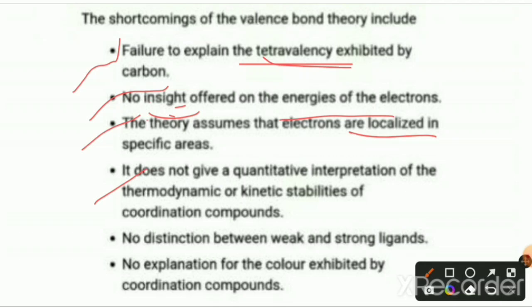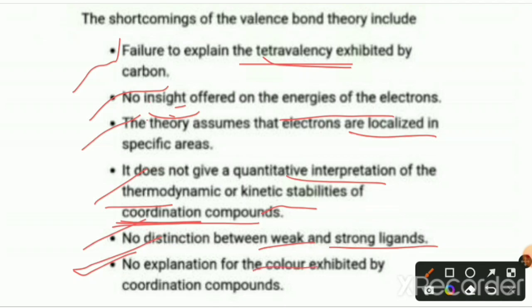The fourth is that it does not give a quantitative interpretation or analysis of the thermodynamic and kinetic stability of coordination compounds, that is, complex compounds. So it does not explain weak and strong ligands. In a coordination compound, the central metal atom is surrounded by ligands which are strong or weak, and it does not explain that. And finally, it does not explain the color exhibited by coordination compounds, because the color of a coordination compound is due to d-d transition, which is not explained by valence bond theory.